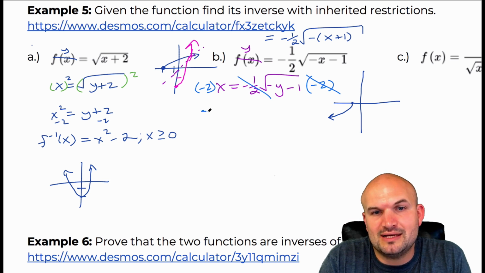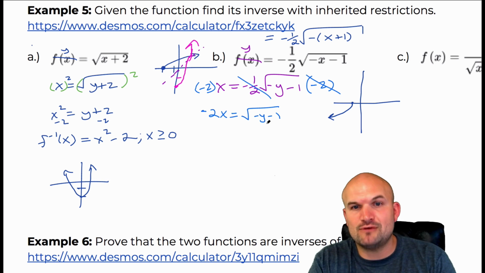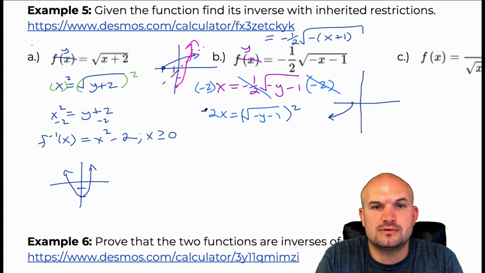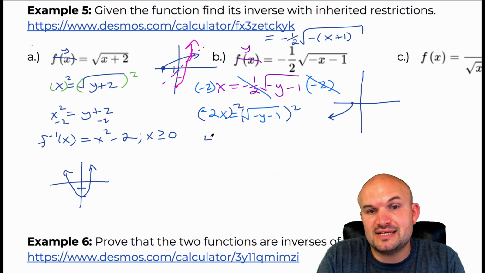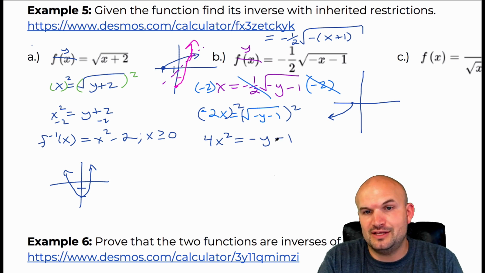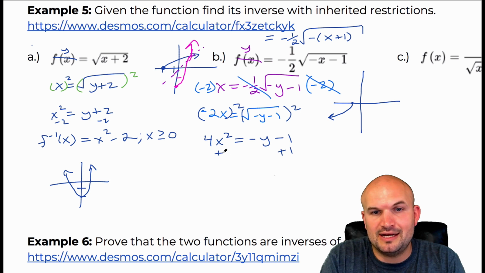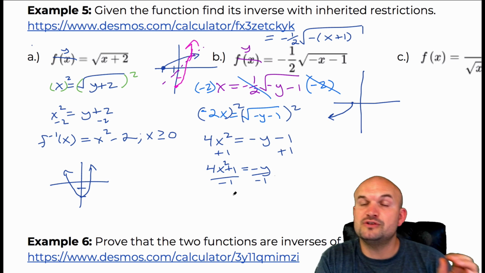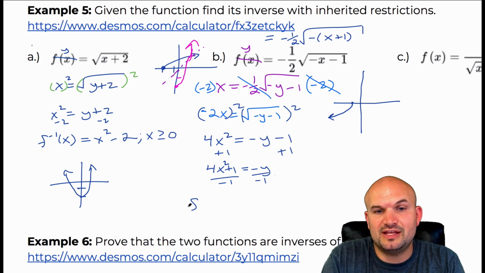Now I have negative 2x is equal to the square root of negative y minus 1. Now my radical is isolated like the other problem, so I can go ahead and square both sides. When I square both sides, I get 4x squared is equal to negative y minus 1. Now I can use my inverse operations by adding 1 to both sides. So 4x squared plus 1 equals negative y, and then divide by negative 1. Make sure you divide that negative 1 into both of the terms. So my final answer is f inverse of x equals negative 4x squared minus 1.